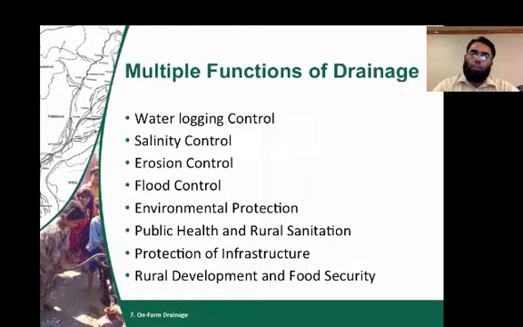In this module, we will be mainly focusing on drainage problem related to agriculture.